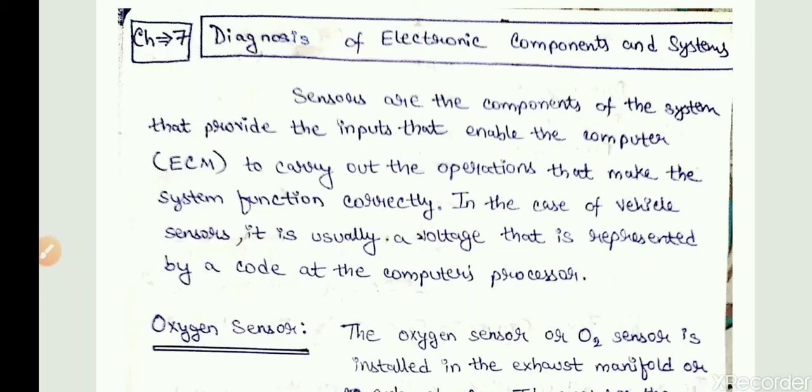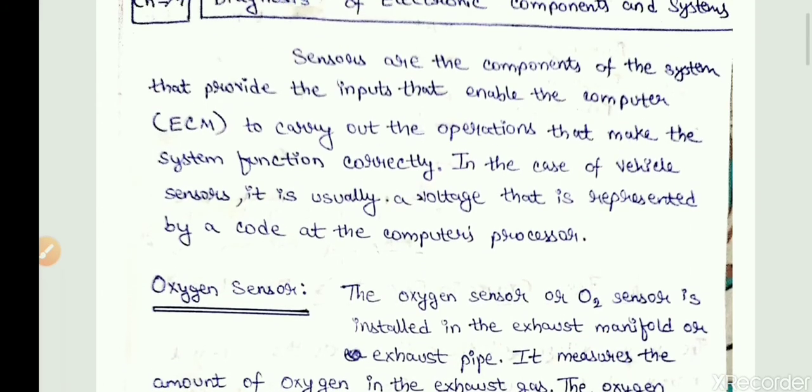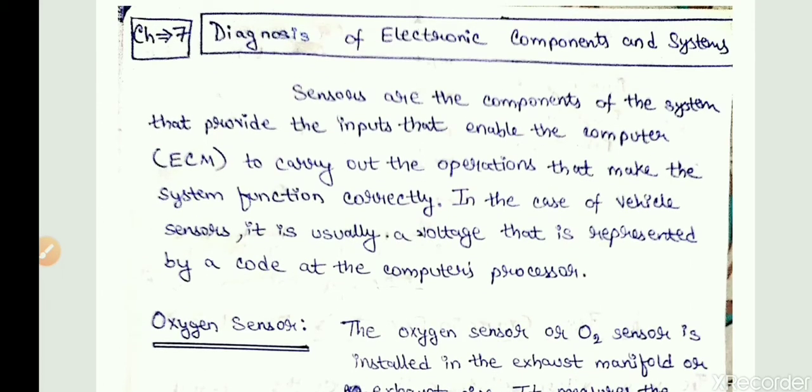Today we are going to start a new chapter, that is diagnostic of electronic components and system. So this chapter basically deals with the sensors that are used in a vehicle. So we are going to see the purpose of these sensors, the application as well as their working principle in this chapter. So let us move on to the first point, that is the introduction.